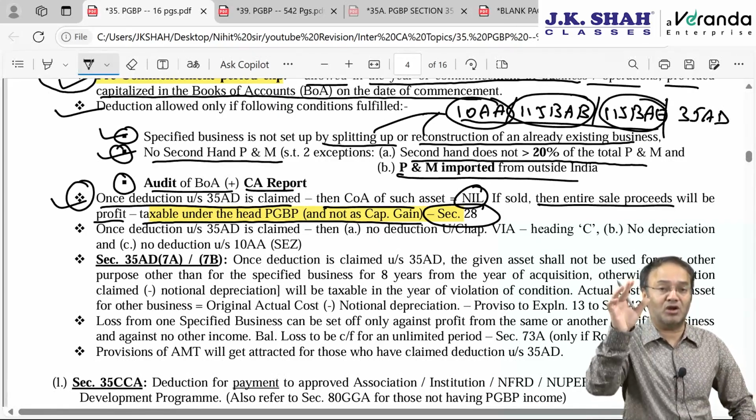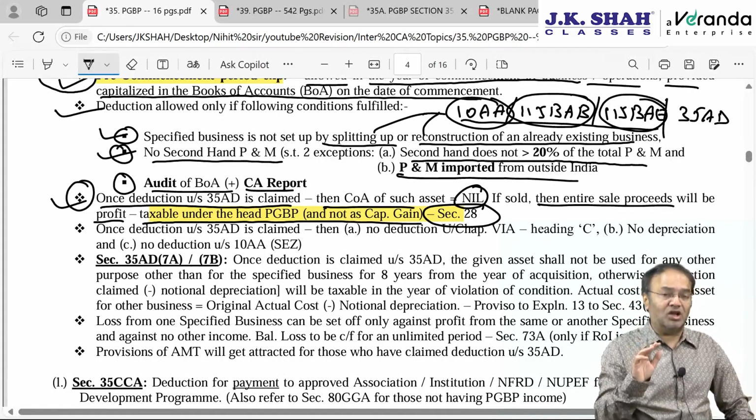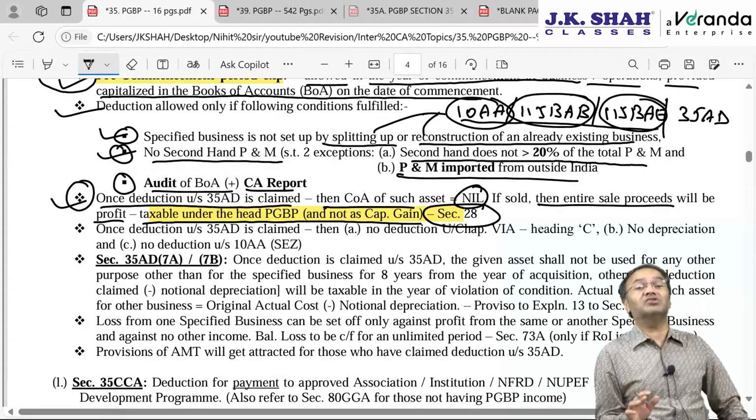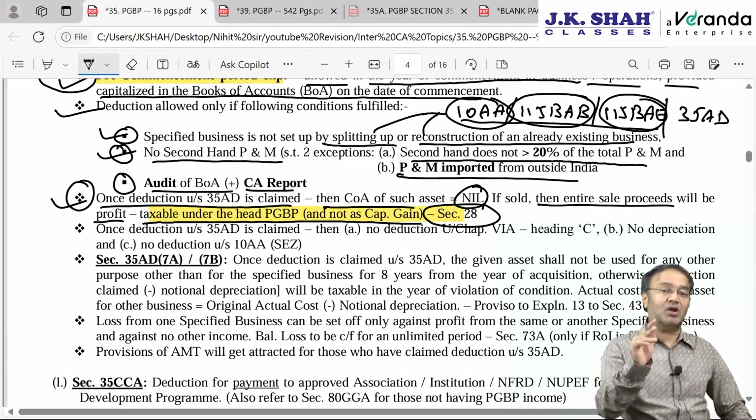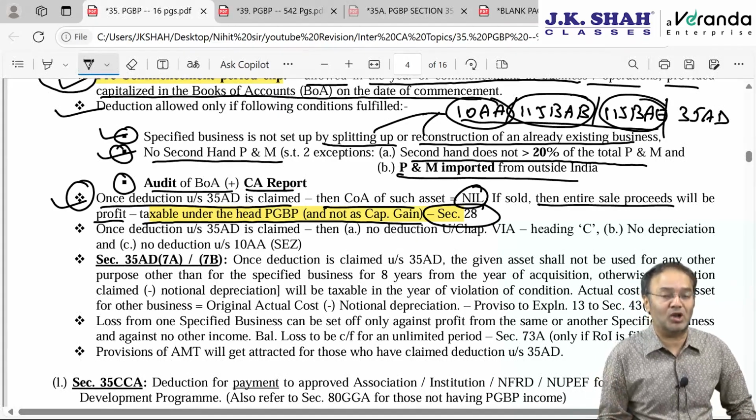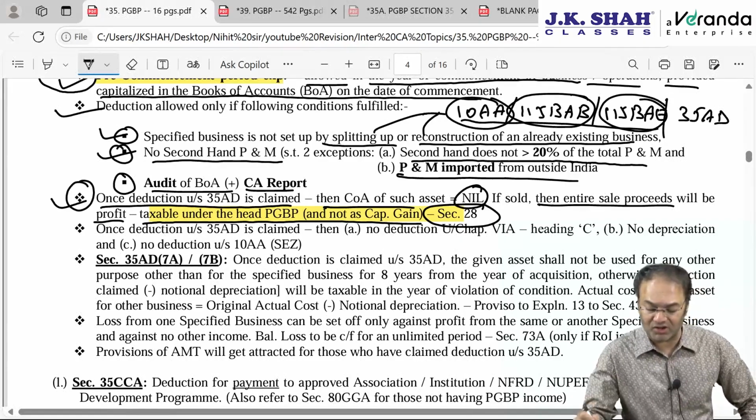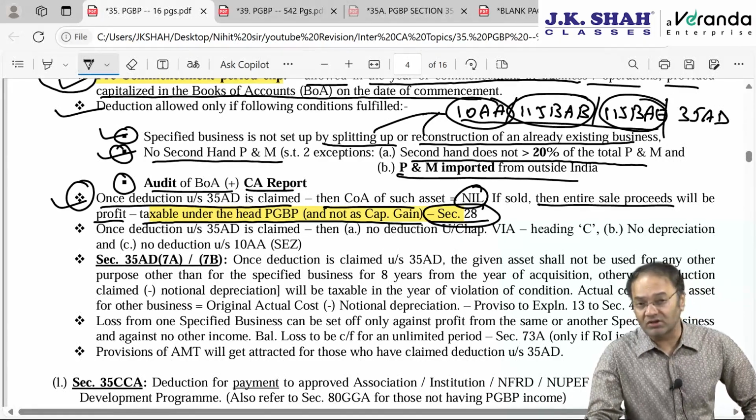Even if you acquired for 100, minus 100 deduction, cost of acquisition becomes 0. Now you sell it for 200, then also the entire 200 is taxable under PGBP. Where is it mentioned? Answer, it is mentioned in section 28, the charging section.